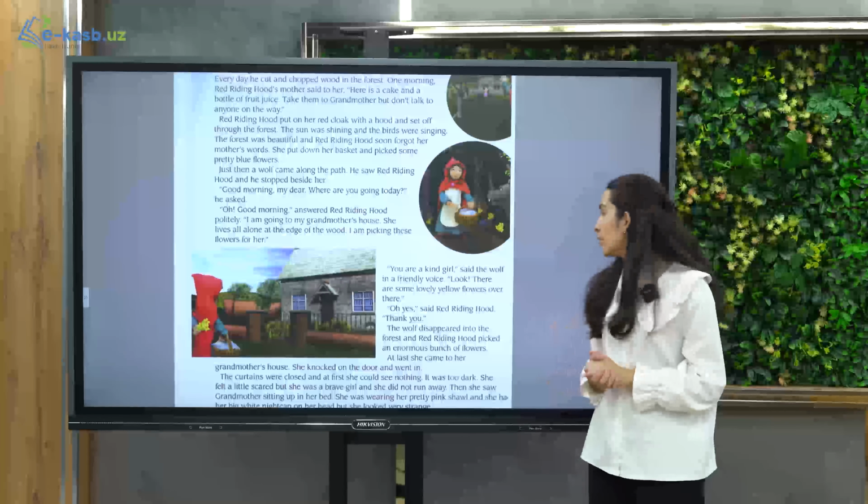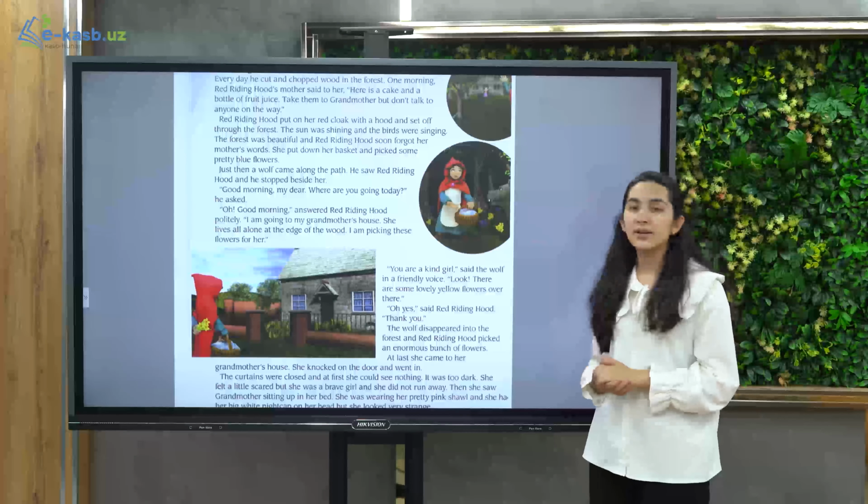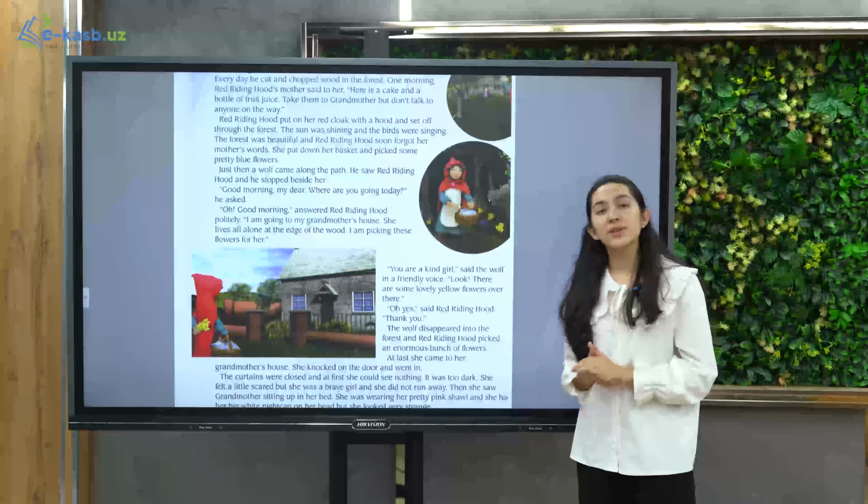"I'm going to my grandmother's house. She lives all alone at the edge of the wood. I'm picking these flowers for her."